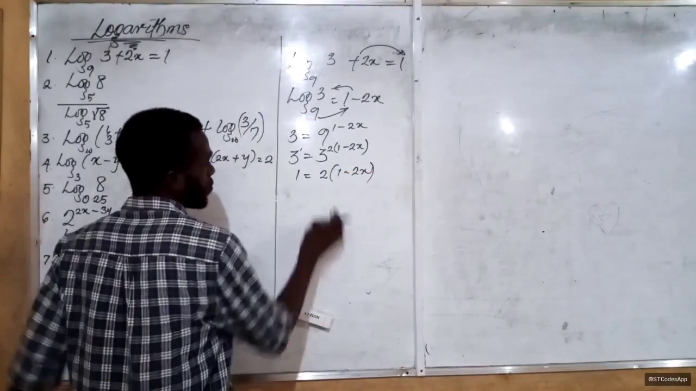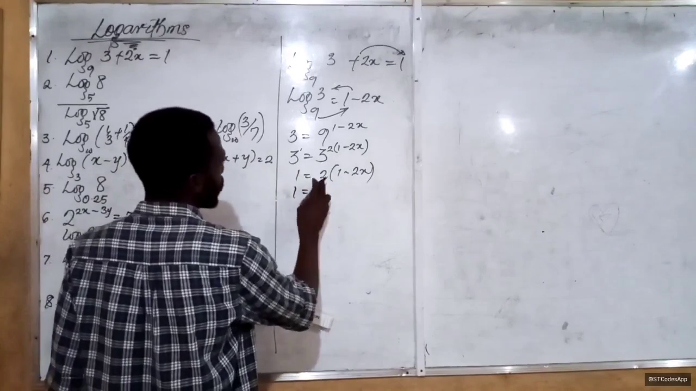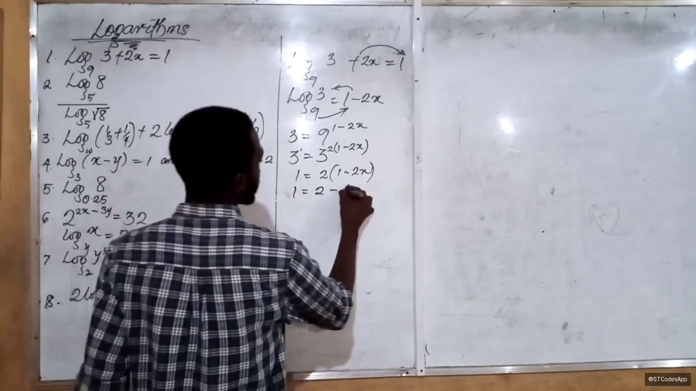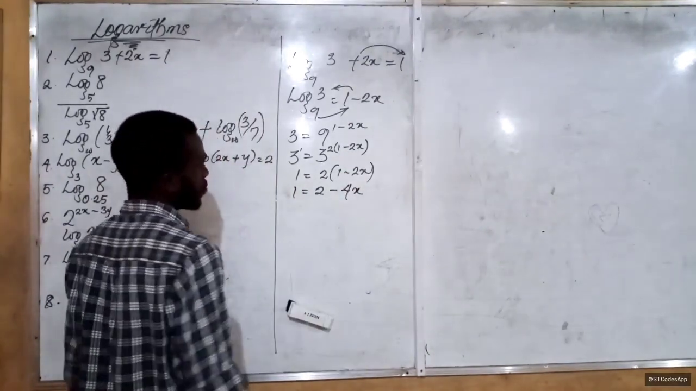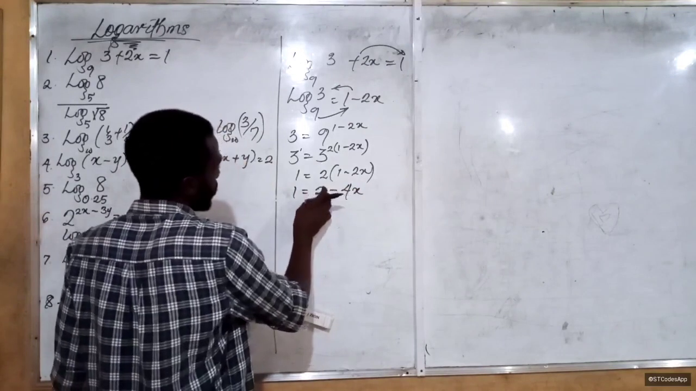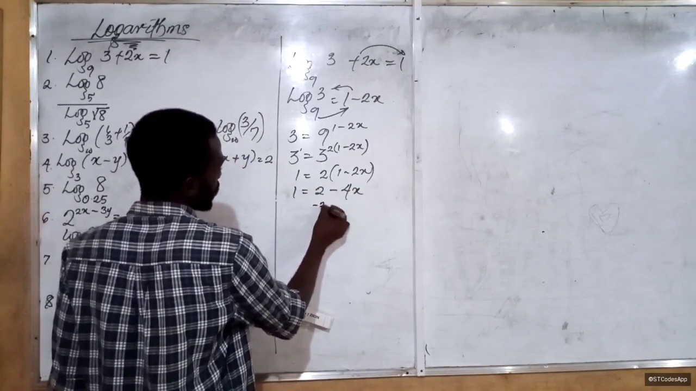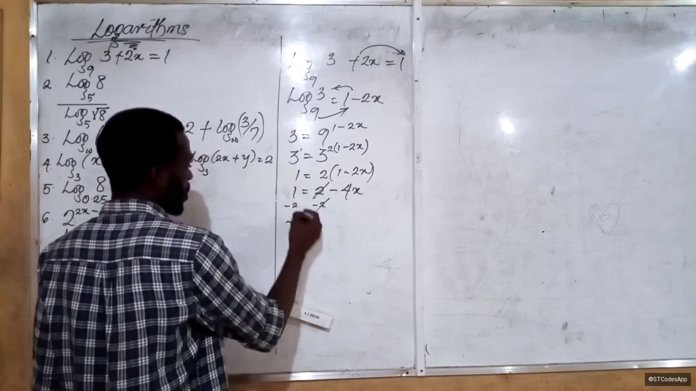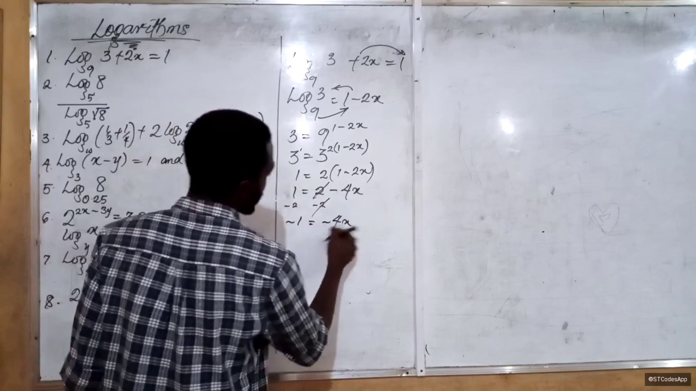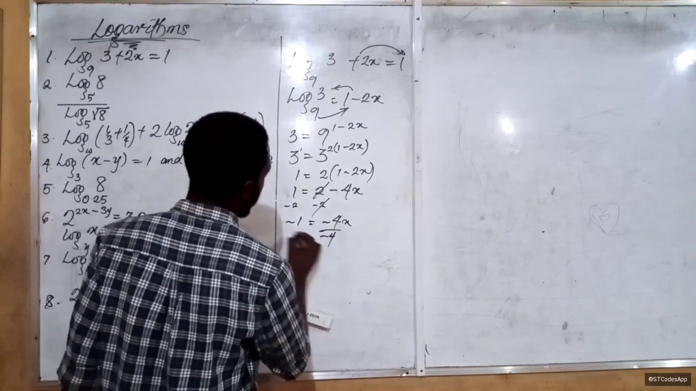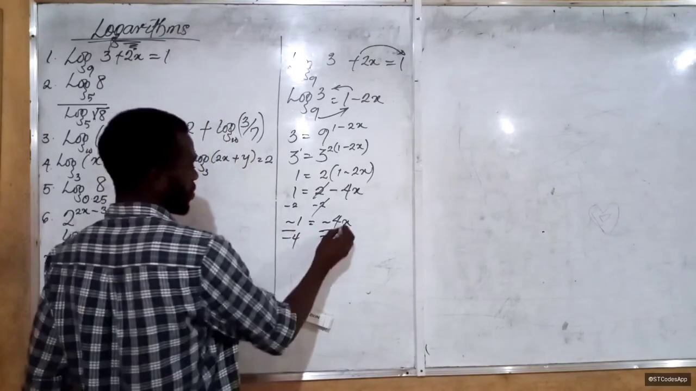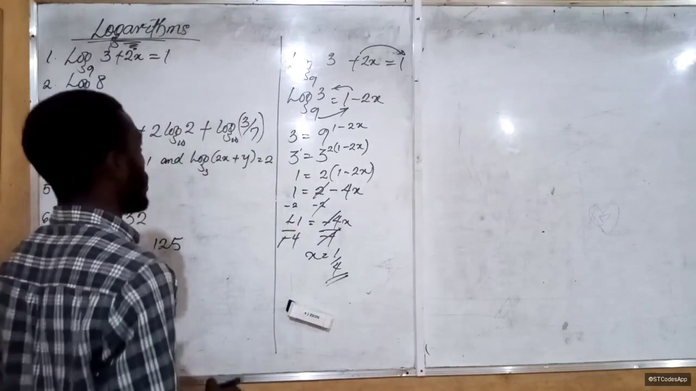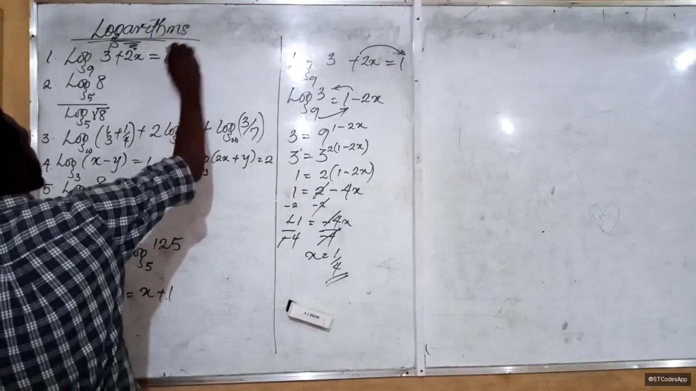We can open the brackets. We distribute 2, so we have 1 is equal to 2 minus 4x. We can subtract 2 from both sides, and we're going to have 0 here, and minus 1 is equal to minus 4x. We divide both sides by minus 4, and we will have x equal to 1 over 4. And that is our answer for number 1. So number 1 is solved.